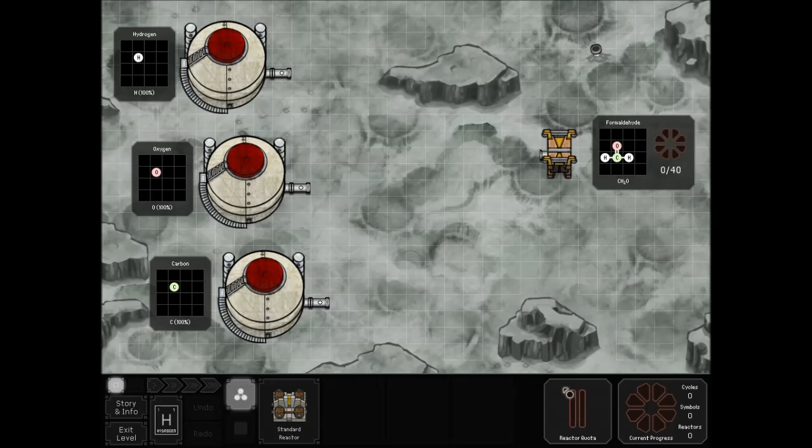So we have 2 reactors here we can use. We need, obviously with 3 inputs, we need at least 2 reactors, right? Because we have 2 inputs in each. And we have to make this, I guess, what is this? Oh, it's formaldehyde. It tells you up here, formaldehyde.